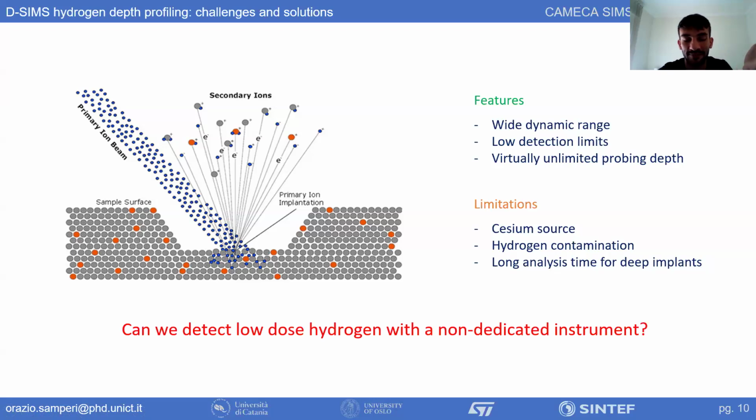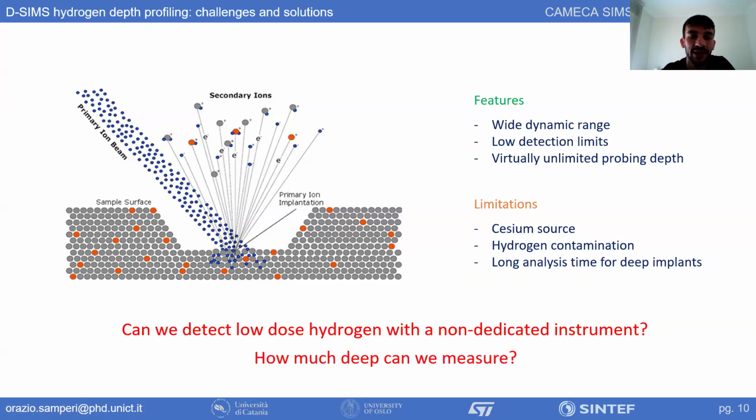Then we have basically two questions with this kind of analysis. What is the detection limit I can reach by using a non-dedicated instrument? Of course, these measurements are also carried out with a dedicated instrument. With dedicated, I mean that they are used only for the analysis of hydrogen, so they are instruments where the presence of contaminants is really minimized. The second question is, how deep can we measure? Because the probing depth is in reality not unlimited at all.